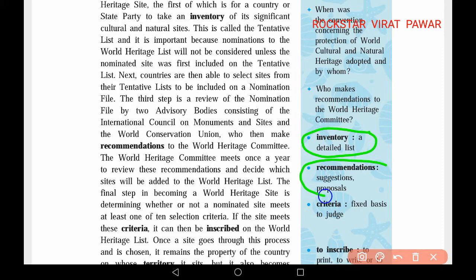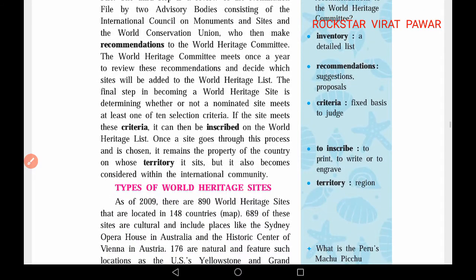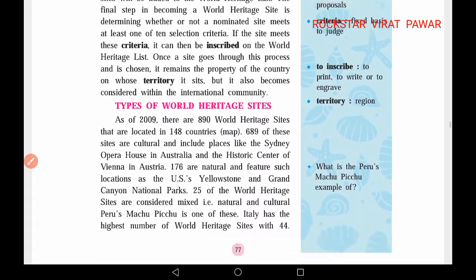Then the next one is recommendation. What is meant by recommendation? Recommendation means suggestions, proposals. Criteria means fixed basis to judge. To inscribe means to print, to write or to engrave. Territory means region. Territory is the region of anything.